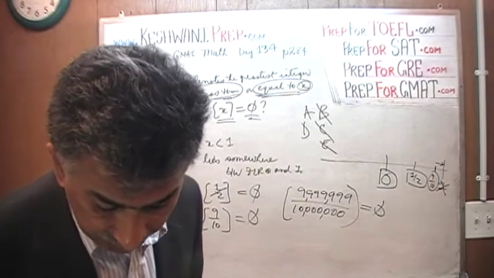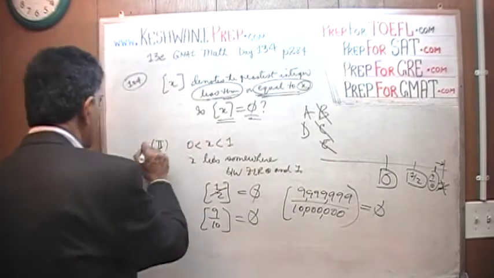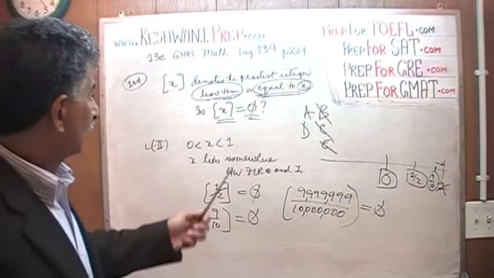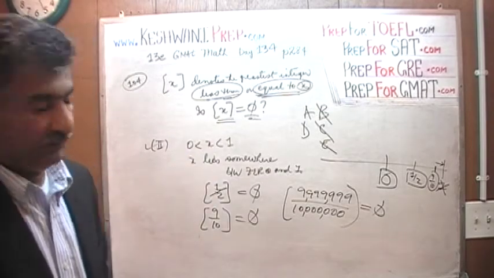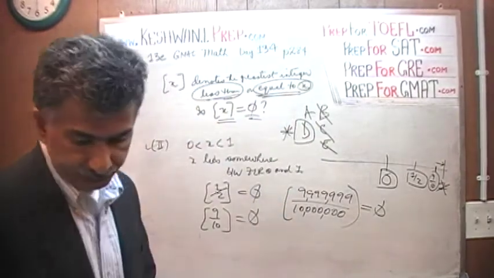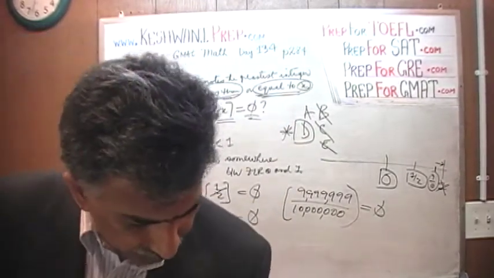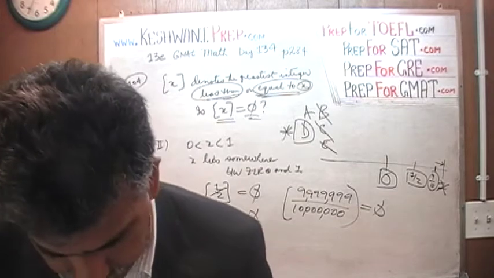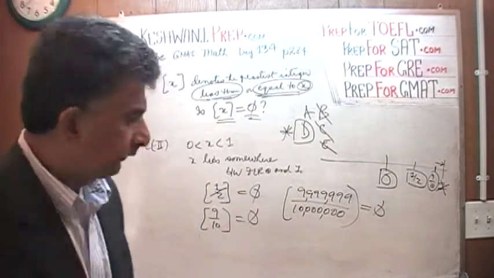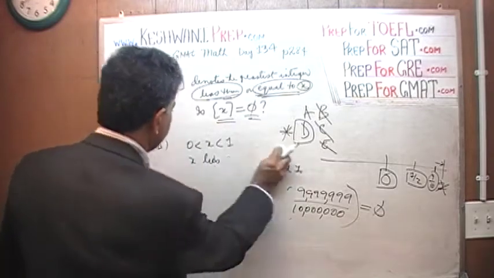So the second statement by itself also is enough. Second statement by itself also enables us to answer the question, is this quantity equal to 0? The answer is yes. The answer is D. Let's see what they give us in 105. You want to do one more? Yes? Let's do 105. Next one.